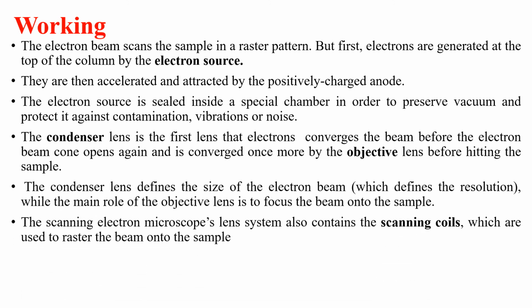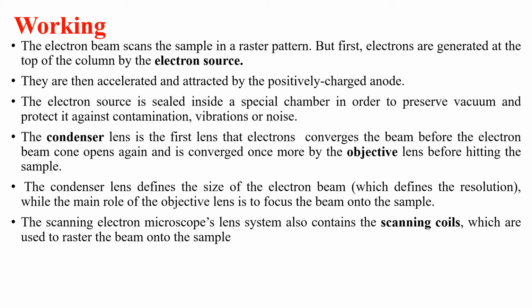So let's see the working. What are the steps? When a voltage is applied, the tungsten filament is going to emit electrons, and these emitted electrons are going to scan the sample in a raster pattern. But first, electrons are generated by the electron gun. Then they are accelerated and attracted by the positively charged anode, and the electron source is sealed in a special vacuum chamber to preserve the vacuum and protect against vibration or noise.